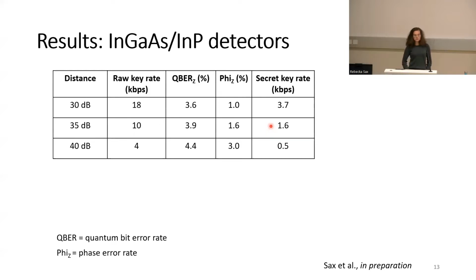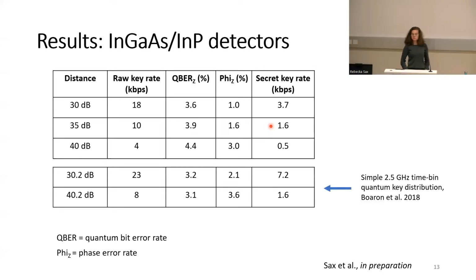Again, we can compare with results obtained in the group using the same detectors. We see directly here that the raw key rate is a bit higher for similar QBER and phase error rate, and so slightly higher secret key rates, although we're still in the same order of magnitude for sure. One comment to make here would be that, first of all, the splitting ratio at Bob's is not quite 90-10, but more 94-6.